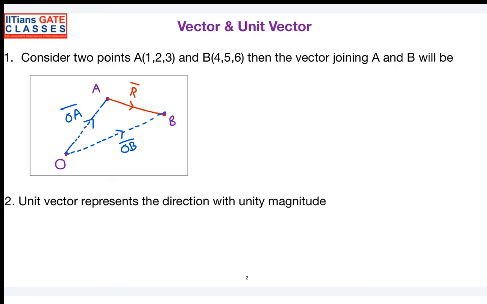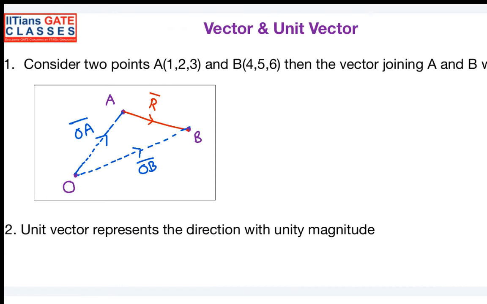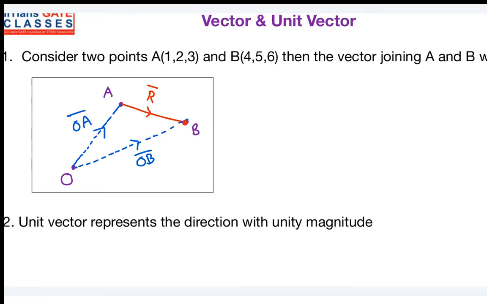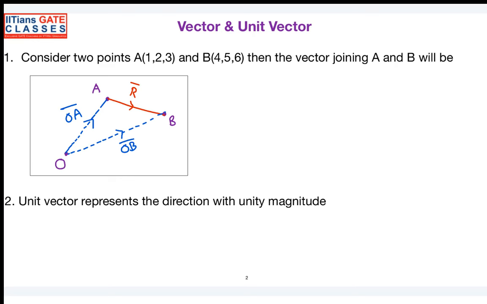Now if I want to write a vector joining the points A and B, see, point A is located at 1, 2, 3 with reference to the origin. So this is your origin. And point B is located at 4, 5, 6 with reference to the origin itself. So then you need to find out what is the vector joining both A and B.